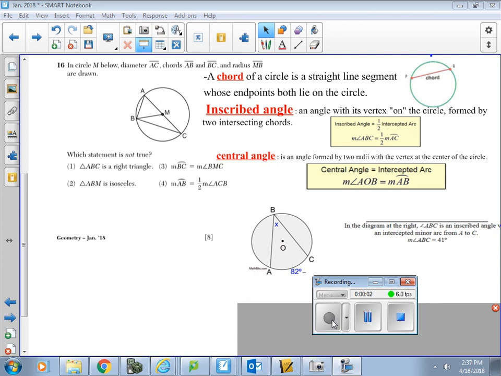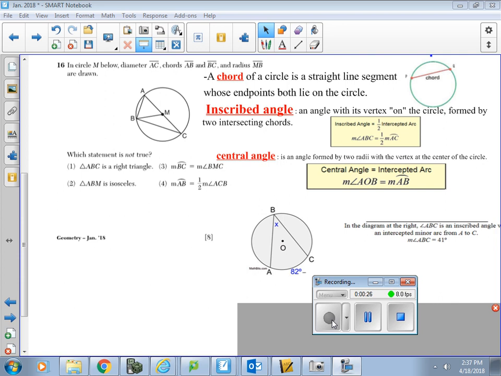Okay, in this video we are going to go over problems 16 through 20 from the January 2018 Geometry Regents exam. All right, so looking at problem number 16, there are obviously some notes that you see that I'd like you to write. Okay? And let's look at the question.